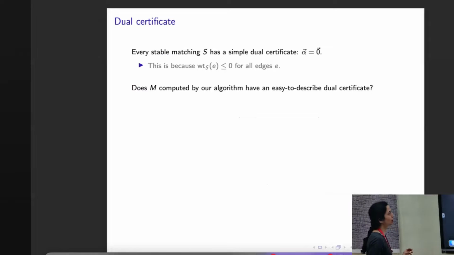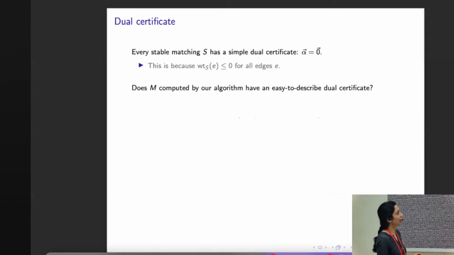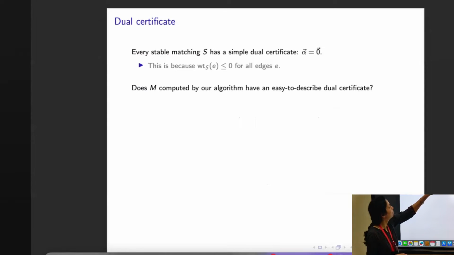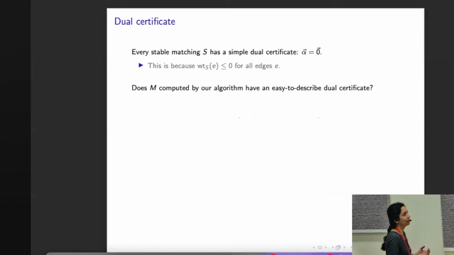Take all alpha u values to be 0. Why is that dual feasible? It's because a stable matching has no blocking edge. So, there is no edge with weight 2 in a stable matching. So, every edge has weight either 0 or minus 2.